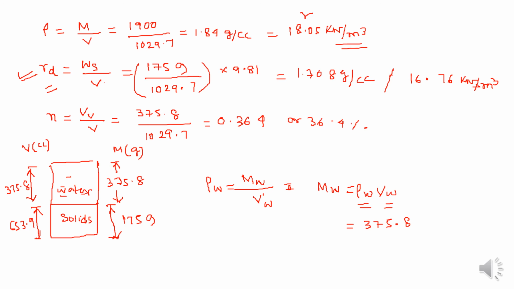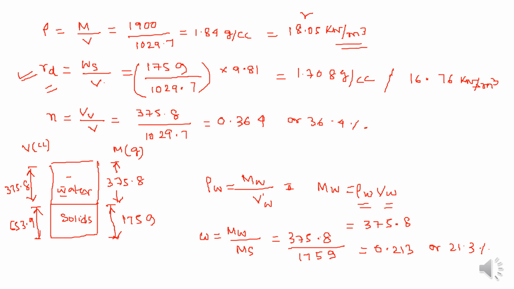Now we have been asked to find out how much the water content has increased, right? So my new water content is the mass of water by the mass of solids. My mass of water is 375.8, and my mass of solids, from the phase diagram, we see is 1759. We calculate this and we get 0.213, or 21.3% to be more exact.